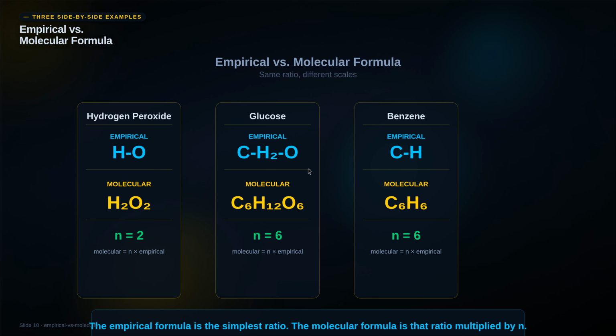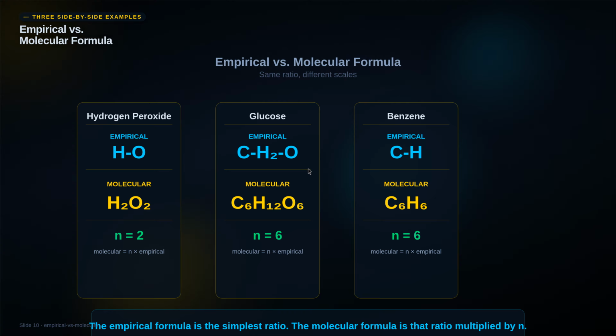Hydrogen peroxide. The empirical formula is HO, 1 hydrogen, 1 oxygen, the simplest whole number ratio. The molecular formula is H2O2, actually 2 of each in 1 molecule. The multiple N is 2. Glucose. The empirical formula is CH2O, 1 carbon, 2 hydrogens, 1 oxygen. The molecular formula is C6H12O6. The multiple N is 6. Benzene. The empirical formula is CH, 1 carbon, 1 hydrogen. The molecular formula is C6H6. The multiple N is 6 again.